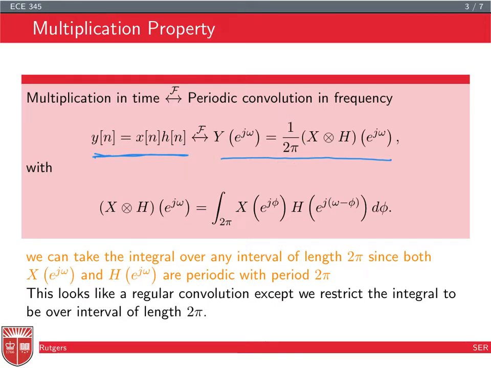So you can think of this as a dual of the convolution property. We know that convolution in the time domain becomes multiplication in the frequency domain, and this property says that multiplication in the time domain is periodic convolution in the frequency domain.